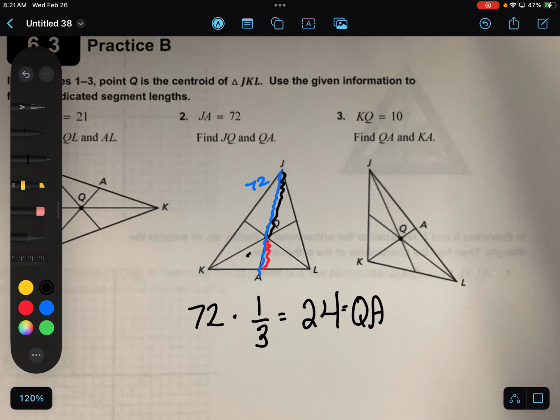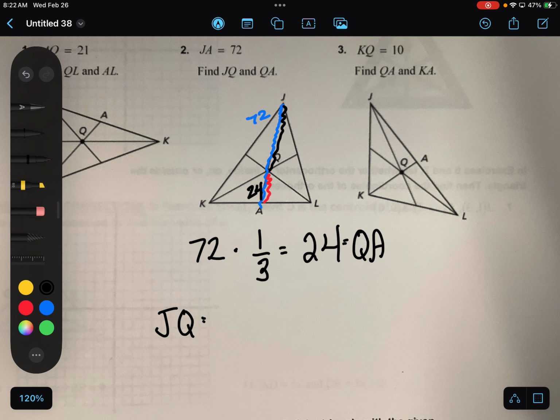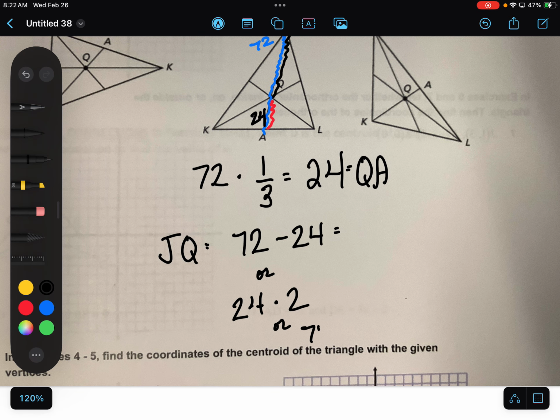So now I have this is 24. The whole thing is 72. How could you find the other piece? Subtract 24 from 72. Yeah, that's one way. You can subtract 72 and 24 to get the answer. Or, as I talked about before, remember the short side is just half as big as the medium side. So I could also just multiply it by 2 and you get the same answer. So to find JQ, you could take 72 minus 24, or you could take 24 times 2, or you could take 72 times 2/3. All of those will give you the same answer. Which one seems easier to you?